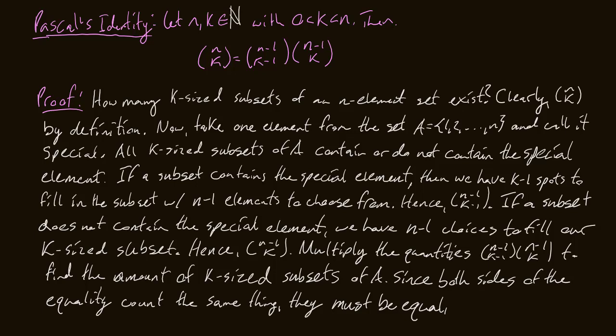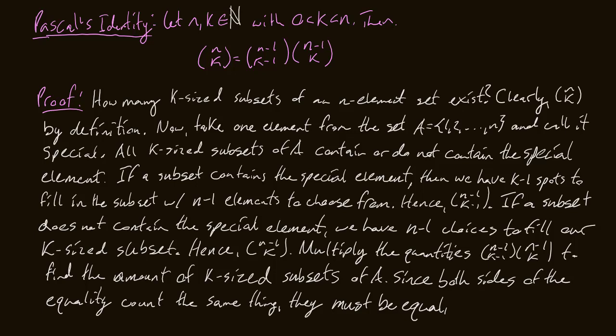n minus 1 choices to fill our k-sized subset, right? And we have n minus 1 choices because we have an n element set, but our subset will not contain the special element. So that means we only have n minus 1 choices to choose from, right? And those n minus 1 choices are going to go into a k-sized subset. So that's where we get n minus 1 choose k from. That counts the amount of subsets that will not contain the special element.